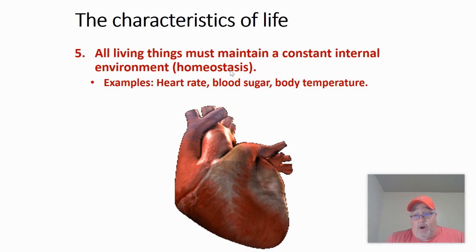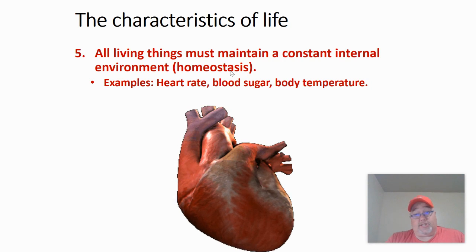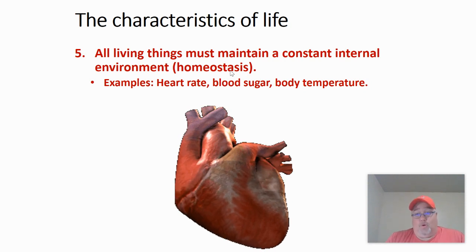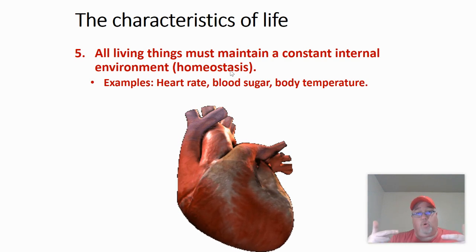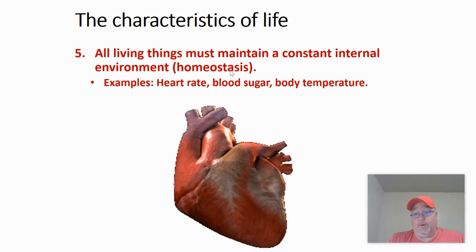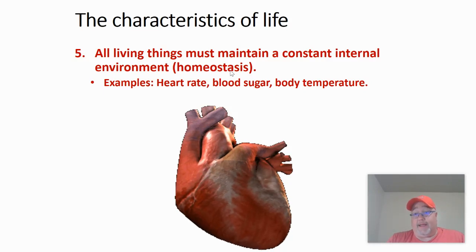For example, your heart rate, right? If you were to swim a mile, or run or ride a bike or play football or whatever, your heart rate's going to go up, right? But then after you're done for a while, your heart rate comes back down again, right? But that's all controlled by your brain, really. It's homeostatic. It's the way your body maintains its internal environment.